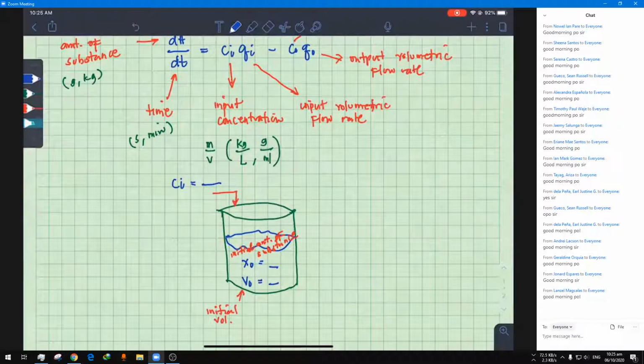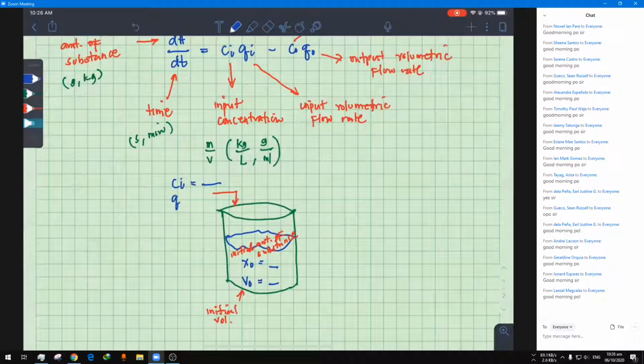Pwedeng kung pure water, okay, again, yung concentration, in short, that would be zero, yung CI natin. Pero if it is not pure, meaning it's a mixture of a solute and solvent, therefore we have a certain value for our concentration, or the concentration of the fluid that enters the mixture.